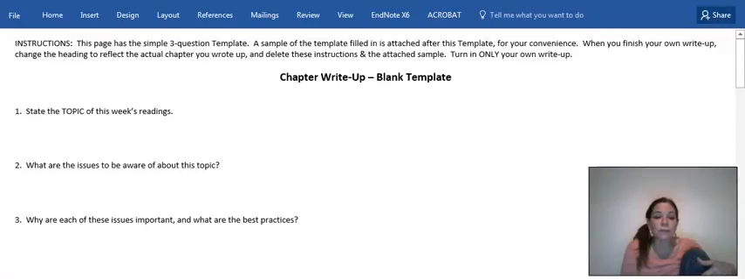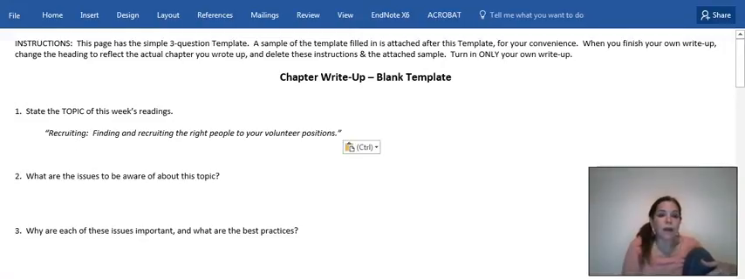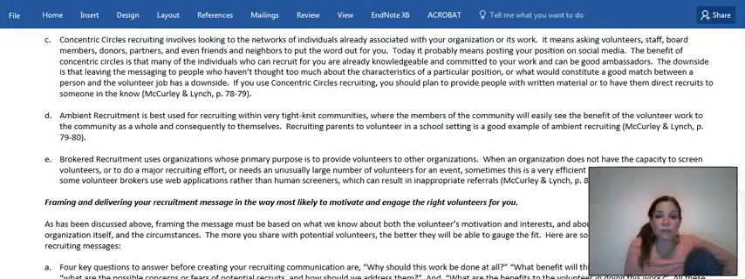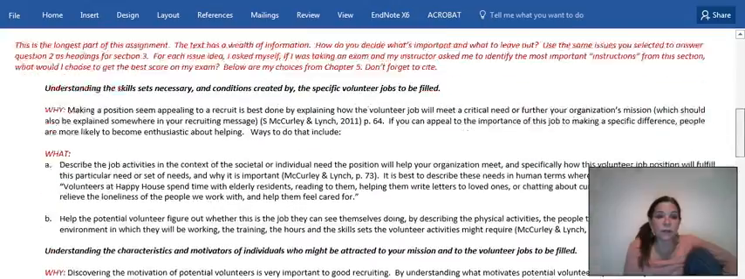I'm going to pick something up that you can't see because it's off the screen. I'm going to copy it, and I'm going to come up here and paste it. All right. This is the topic of chapter 5. It's finding and recruiting the right people to your volunteer positions. Okay, so what are the main issues that your organization needs to be aware of? I'm going to come down here and find them.